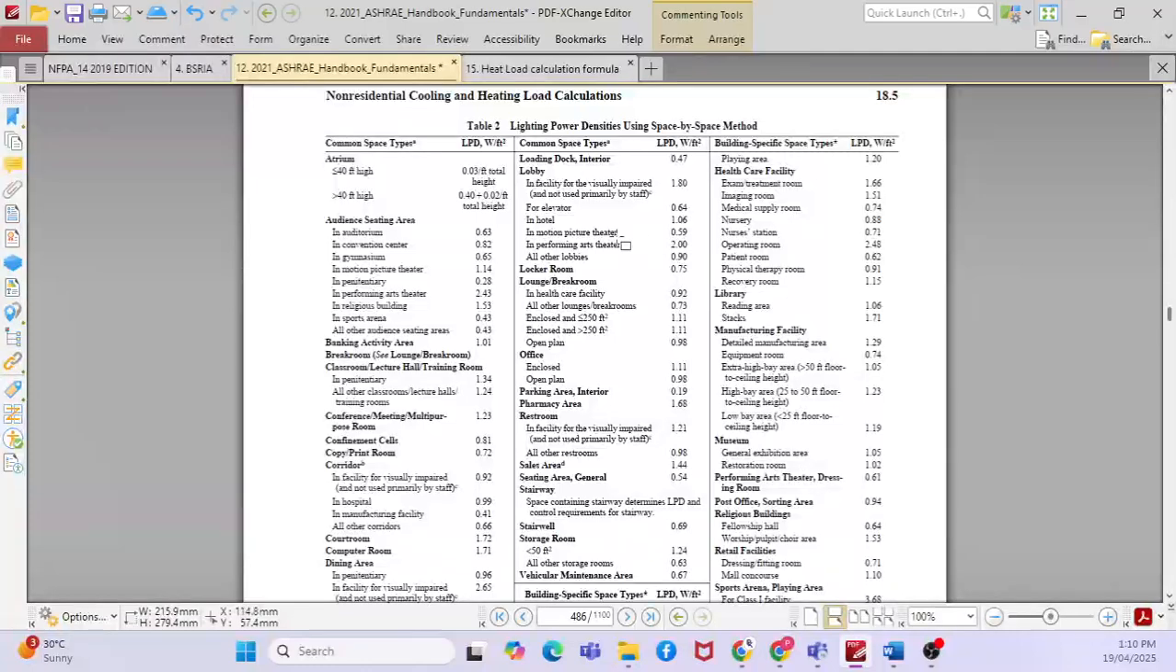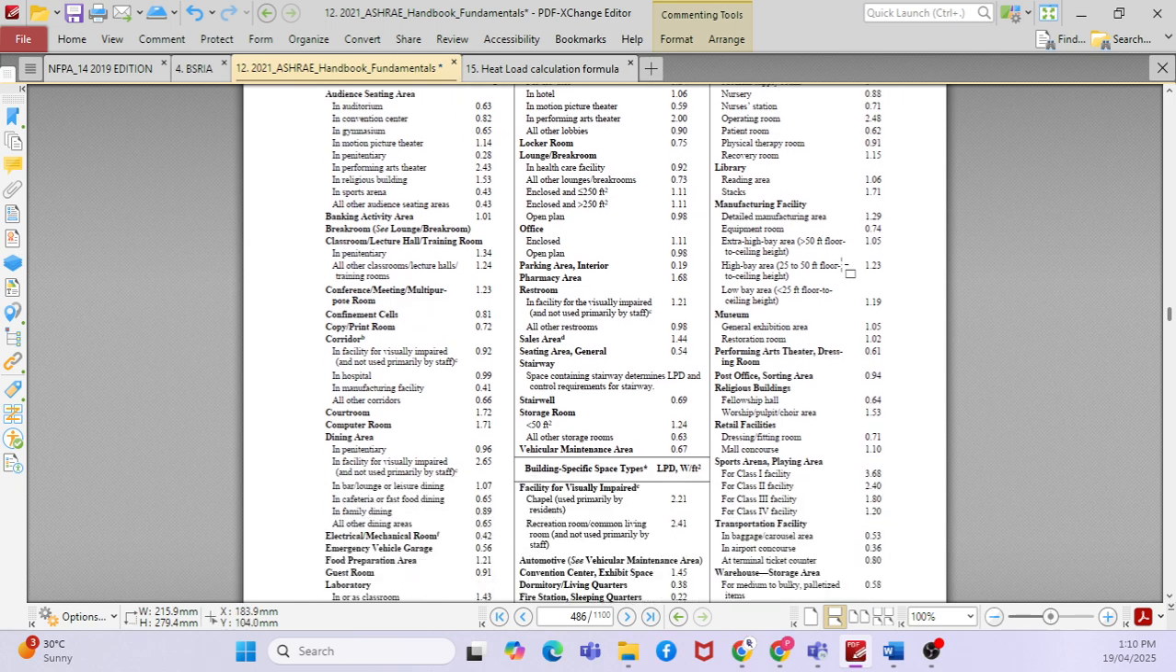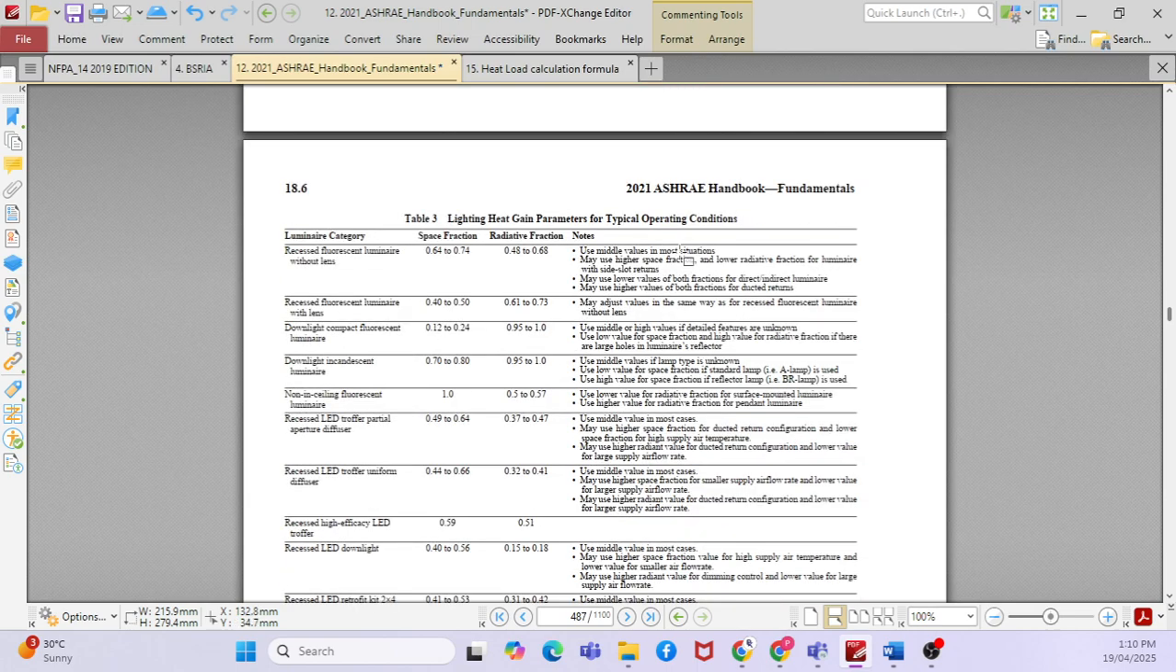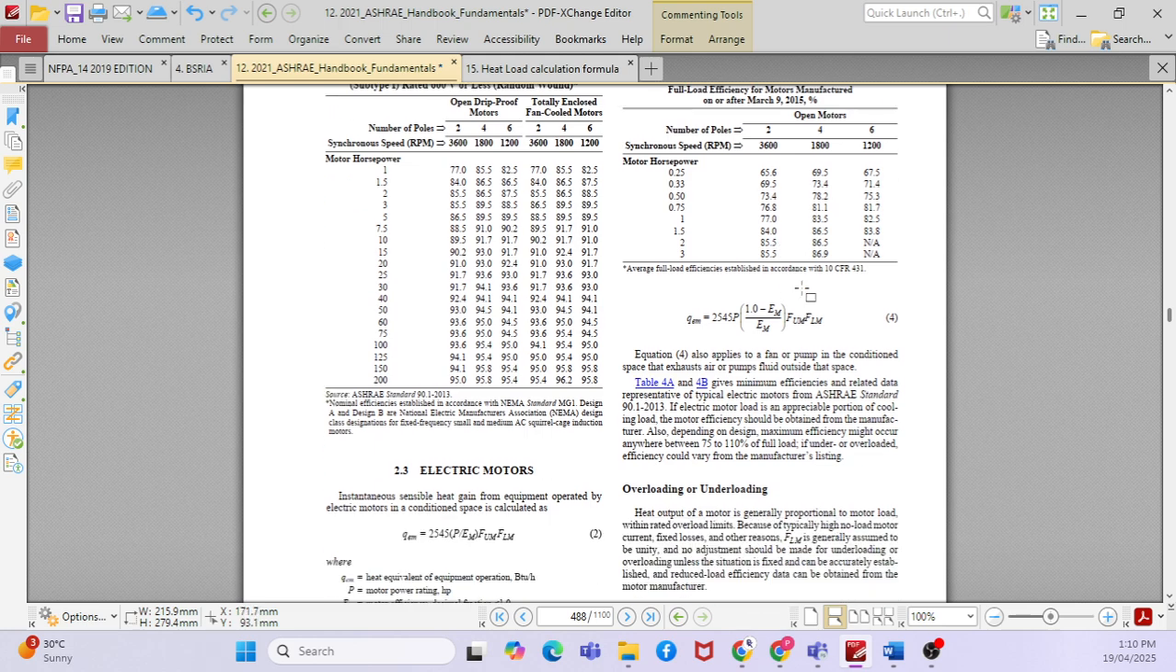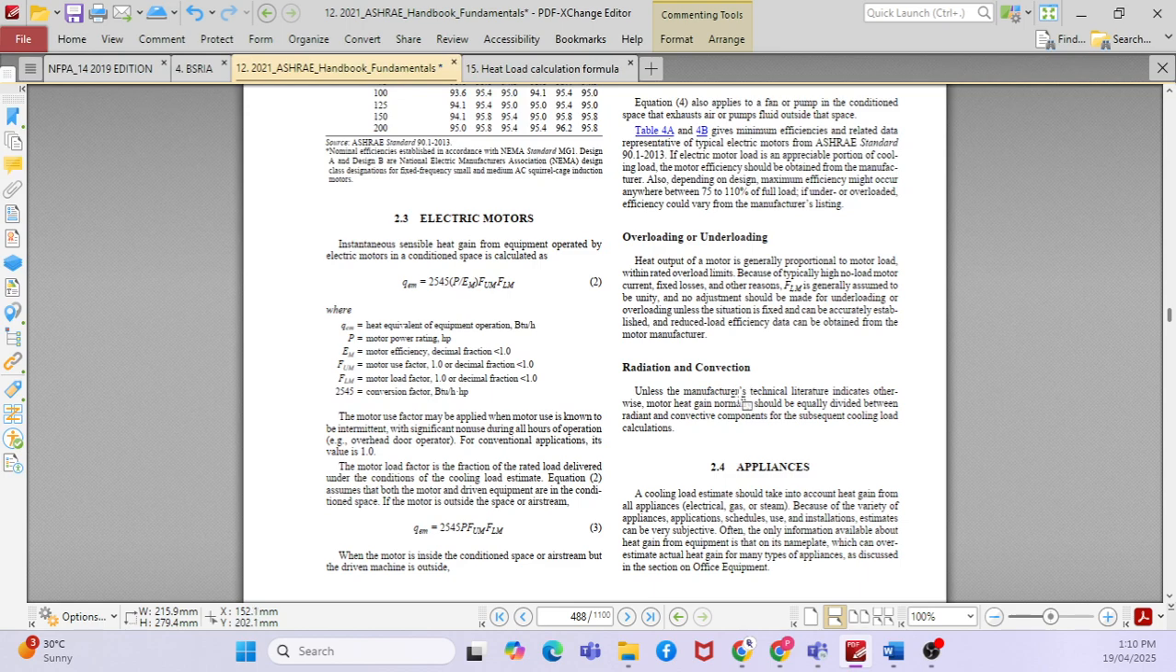Say for example, you have an audience seating area, a locker room, lighting power densities. Remember, when you calculate the lighting, what is the lighting power density required for that particular area? You can get it from this ASHRAE. Then when you go further down, this is the non-residential cooling load calculation. You have heat for the motor horsepower. What is the heat dissipation for the motor? That equation is here. Electric motors, you have equations, and appliances.